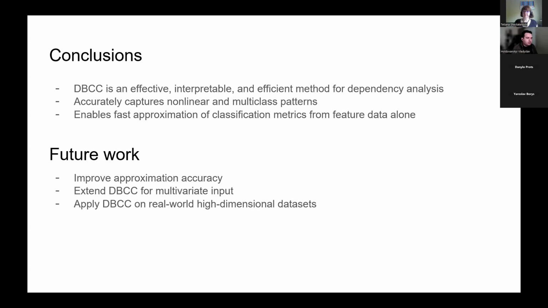In the future, we plan to improve the accuracy of the grid-mean algorithm and metric approximation, extend DBCC to handle multivariate inputs, not just a single feature, and apply it to real-world high-dimensional datasets.